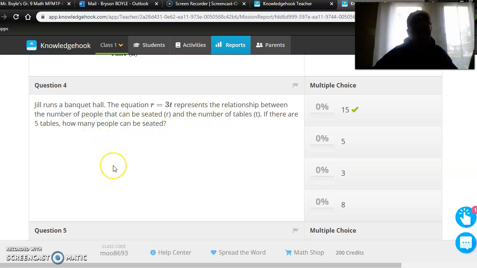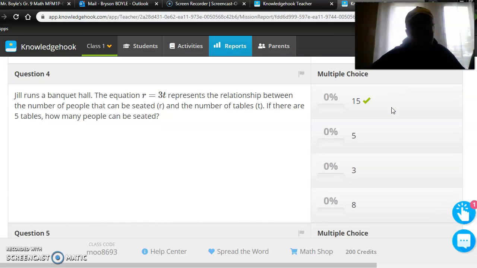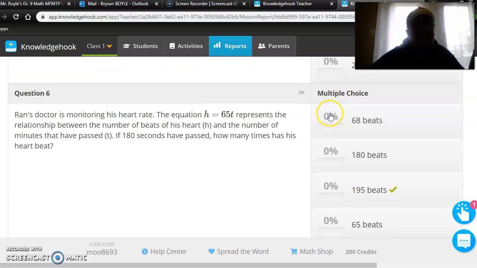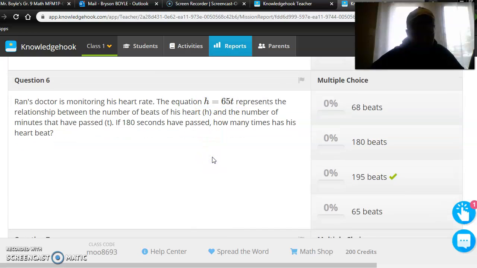So Joe runs a banquet hall. The equation R equals 3T represents the relationship between the number of people that can be seated and the number of tables. If there are 5 tables, how many people can be seated? So you put 5 in for T. 3 times 5 is 15. You could have 15 people seated if there were 5 tables, right? That's all you got to do. Do that same thing for these 2 questions. Just put a number in for one of either T or H, whatever it says.